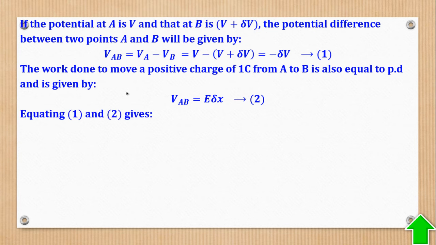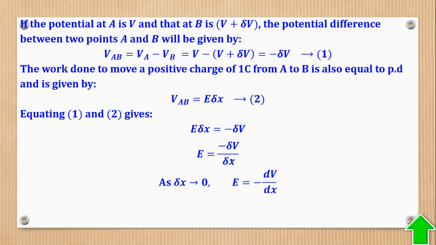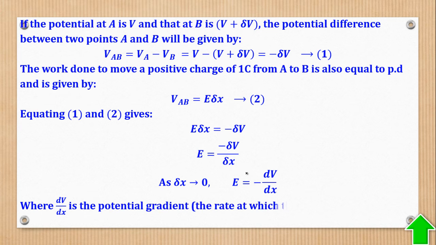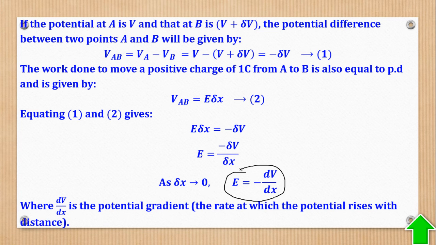Now when I equate the two, I'll come up with this. And when I make this the subject, I'll come up with this. Then in the limit, as motion in x tends to 0, this one tends to dv dx. And basically this is the relationship between intensity and potential.